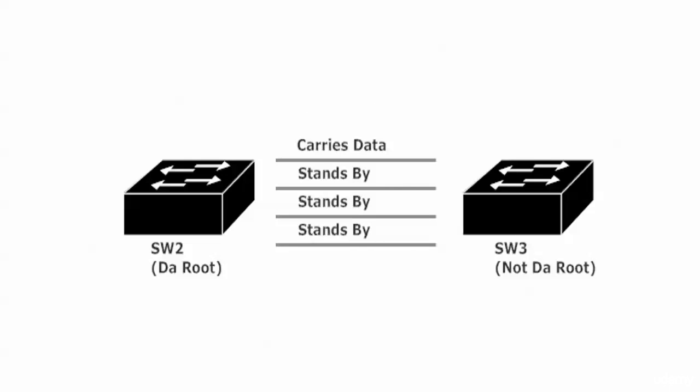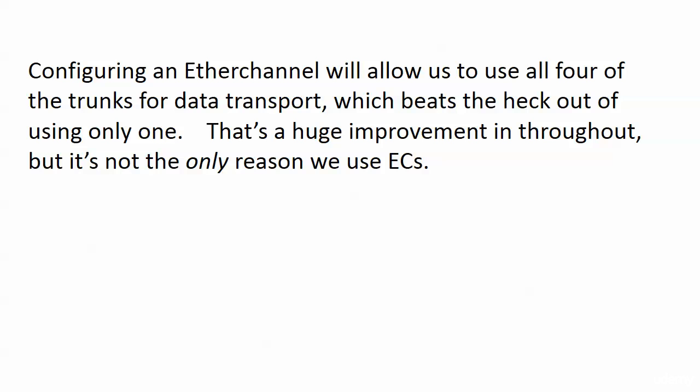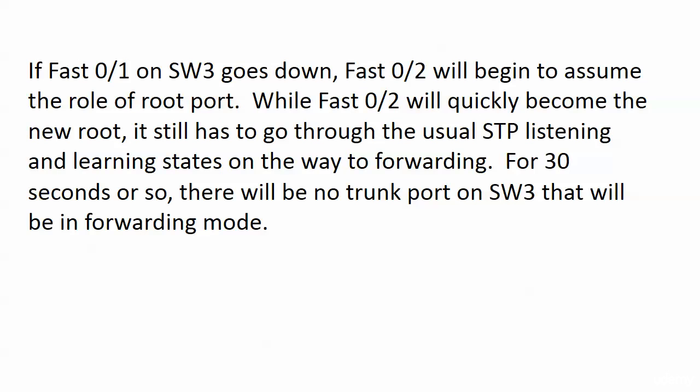And again, we love the redundancy and we love the backup, and that's all fantastic. But wouldn't it be great to go ahead and combine them and use them all at one time? That would be fantastic. And when we configure an Ether channel, we can choose to use all 4 of the trunks for data transport. It beats the heck out of using 1. We could do 3, and actually that's what we're going to do first, is put 3 of them in an Ether channel. Now that is a huge improvement in throughput, and it's not the only reason that we use Ether channels.